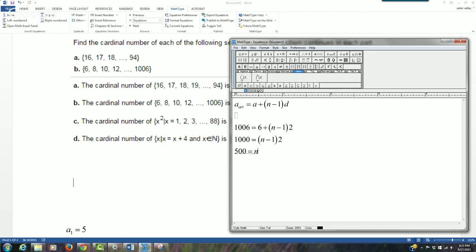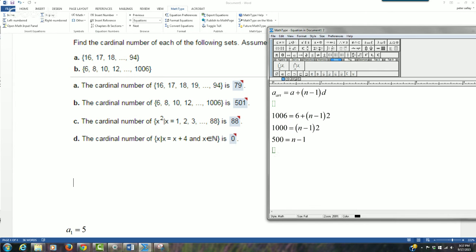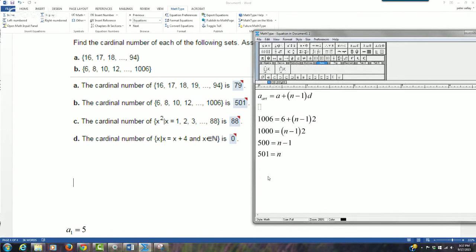And then if I add 1 to both sides, I get 501. So anytime it's arithmetic, you can use this approach to generate how many terms are in the set, and that's the cardinality of the set, the number of terms there.